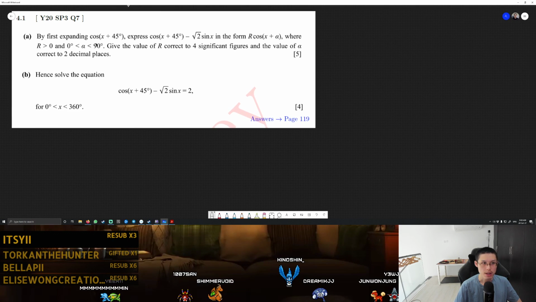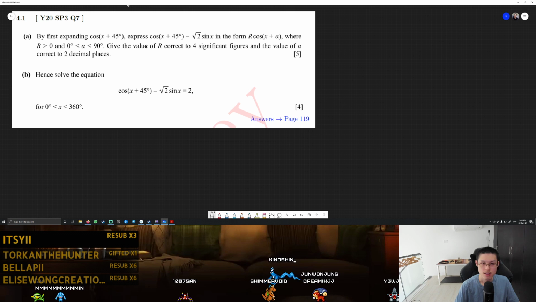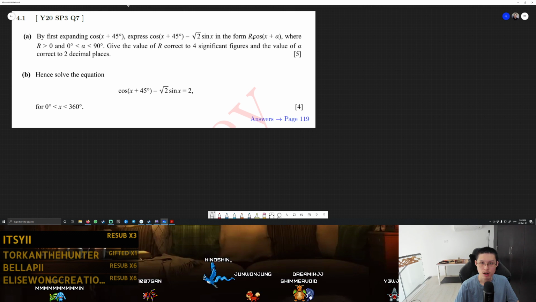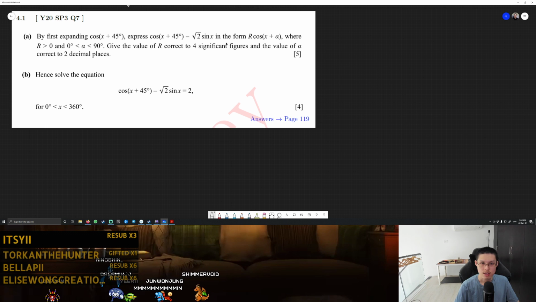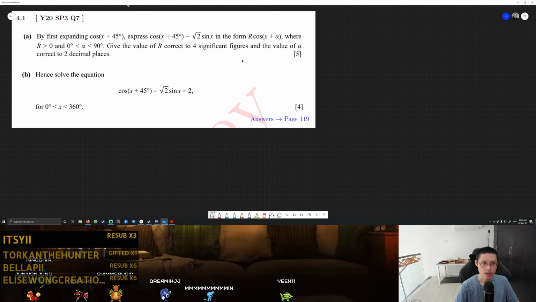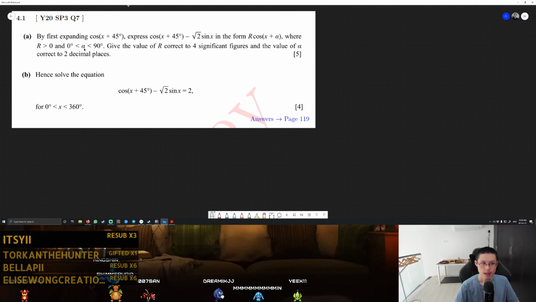All right, so if you look at part A, it says by first expanding this guy, express this minus this in the form of r cos(x plus alpha). So usually they will tell you which form they want you to use. Sometimes they will say r sine(x minus alpha), or they'll say r cos(x minus alpha). And you just have to rearrange and compare the coefficients with the correct sign. So let's say they give you something like this, find the value of r in 4 significant figures and the value of alpha correct to 2 decimal places. And they tell you that alpha should be between 0 and 90 and r should be greater than 0. So you have to choose the value of alpha such that it fulfills these conditions here.